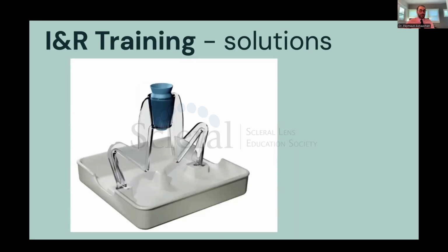This is called Lens Base. This is a small portable stand that is really valuable and really compact, so something that can fit in your travel bag. And this is also inexpensive. But this is another valuable tool that's out there to use.